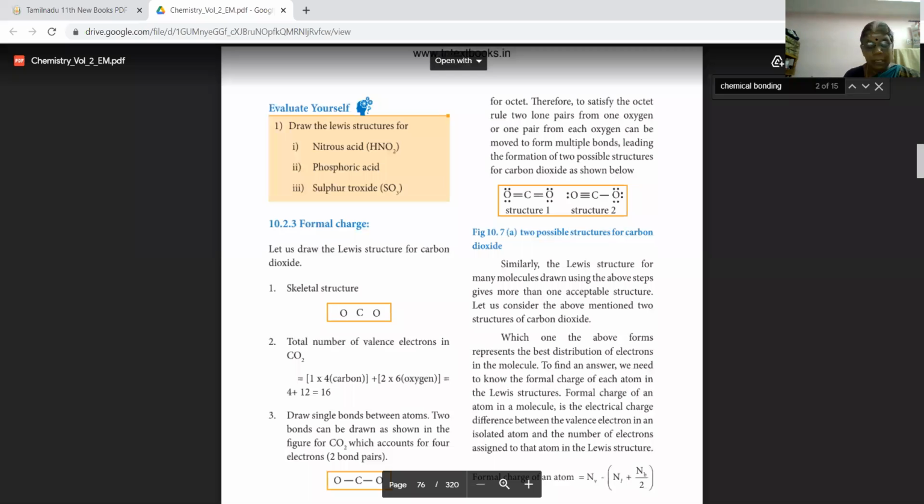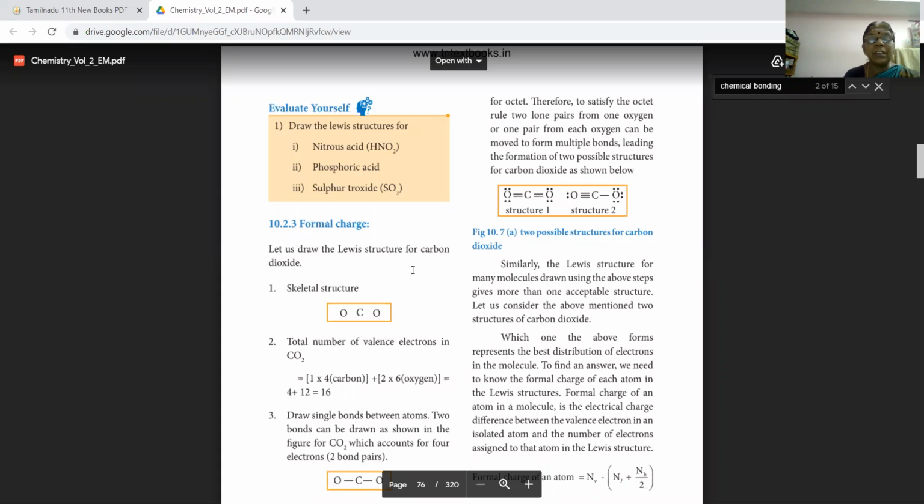Now take the book and take that lesson, chemical bonding, and go to page number 76, formal charge. Shall we go inside it? Now we are going to see the formal charge.